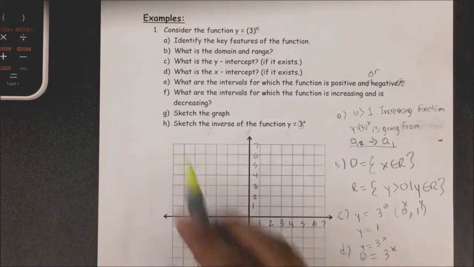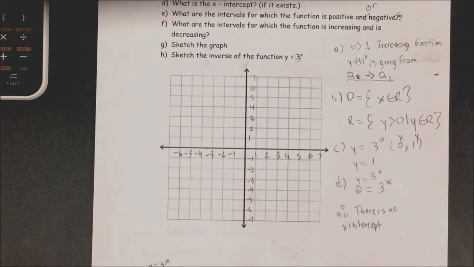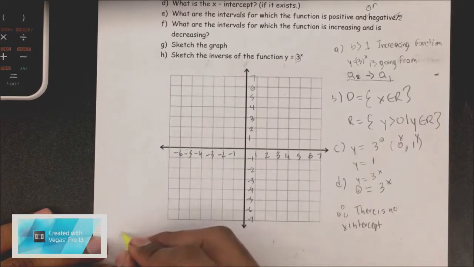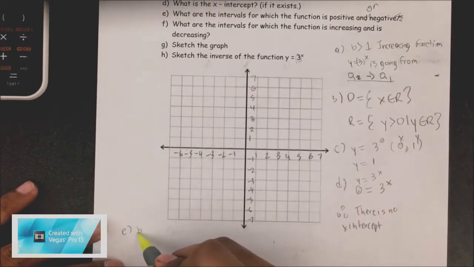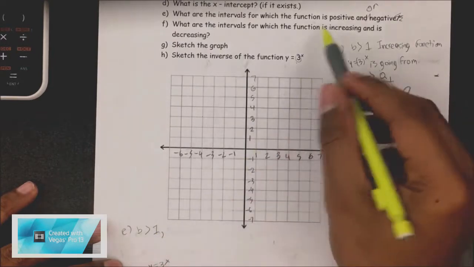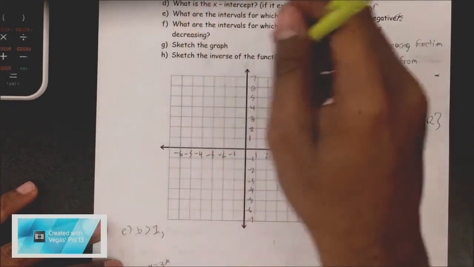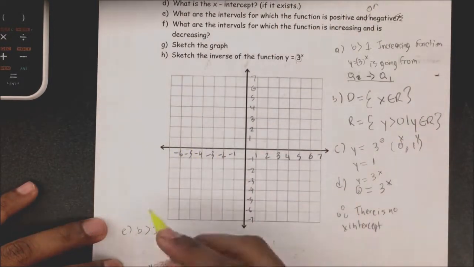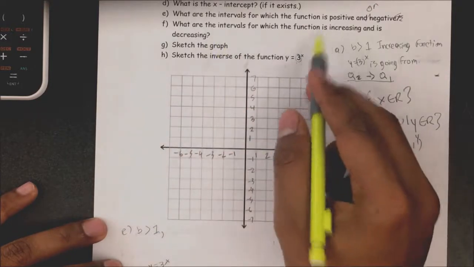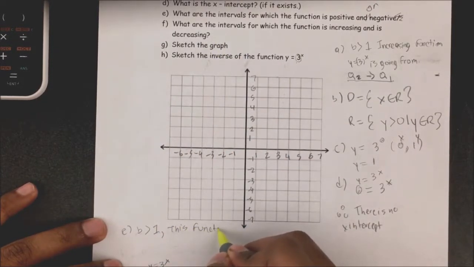Now, in order to do E and F, to identify what are the intervals for which the function is positive and/or negative, you just have to look at your b. So since our b is greater than 1, that means the function is in the positive quadrants, meaning in quadrant 2 and 1, because these two are positive, but these two quadrants are negative. So since b is greater than 1, this function is always positive.